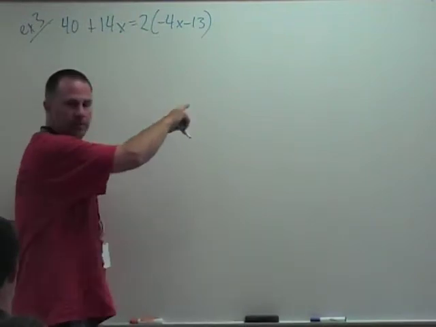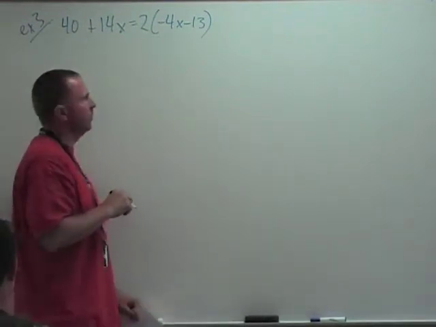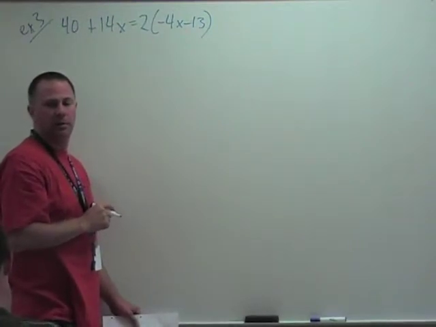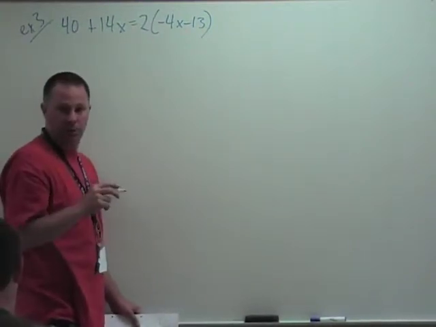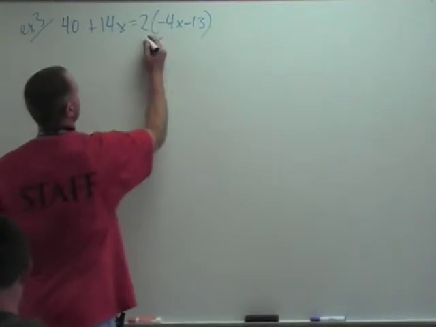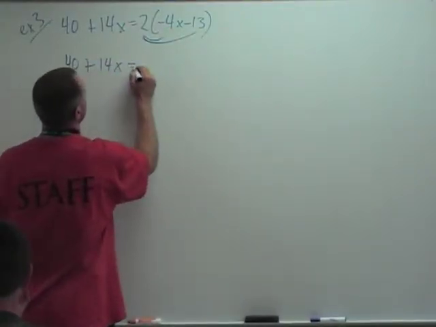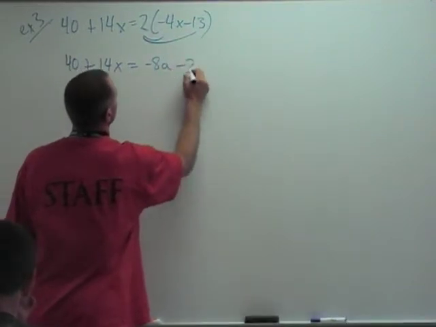And put it over here? And where'd you put it? With this one or over here? This one, off the side before I... And then you distributed? Yeah. Okay. So technically you're doing this. Alright, so 40 plus 14x equals negative 8x minus 26.